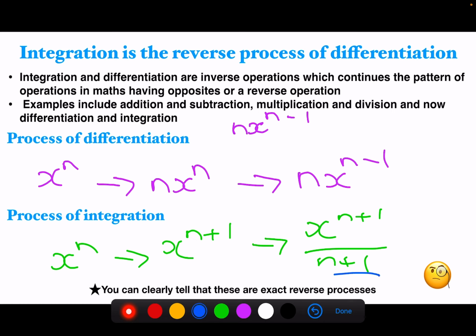Dividing by this power plus 1 reverses the process of multiplying by that power. And adding 1 to the power is reversing the process of subtracting 1 from the power, bringing us back to this same stage. From pointing it out like this, you can easily see that they are the exact reverse processes.